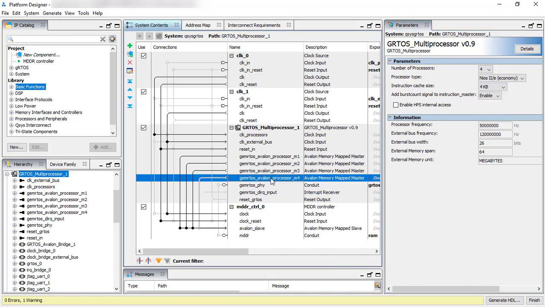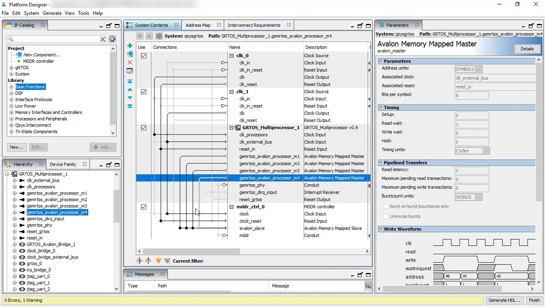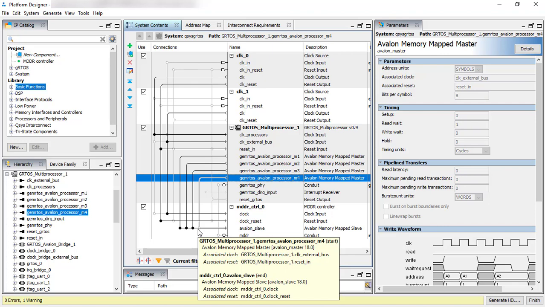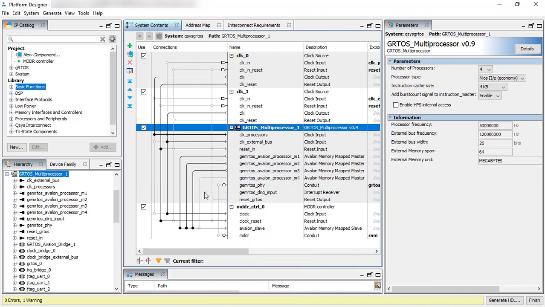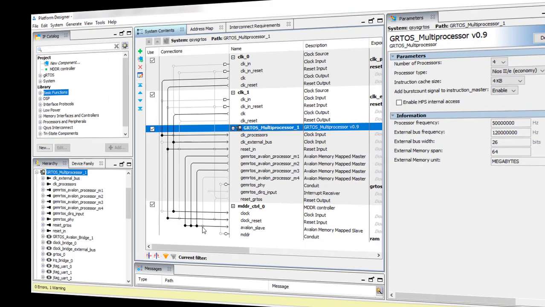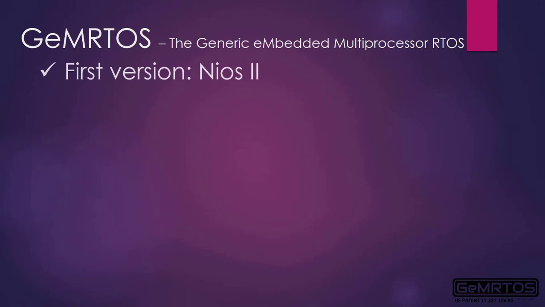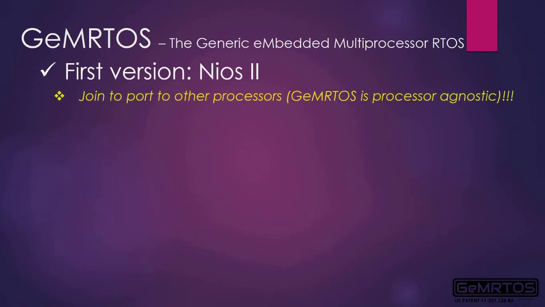For each processor that must be connected to the system memory, the GeMRTOS component provides one external memory-mapped Avalon port. Implementing a multi-processor system architecture is thus as simple as installing the GeMRTOS component in the Platform Designer development tool. GeMRTOS is a game-changing innovation for embedded real-time systems.